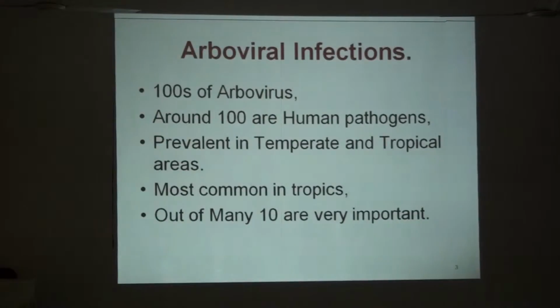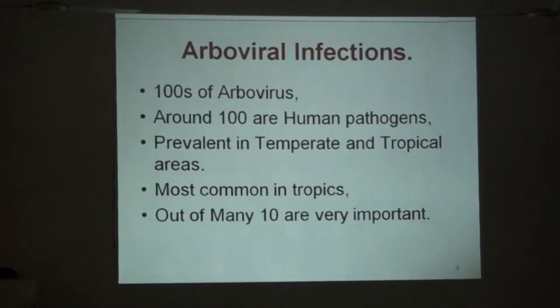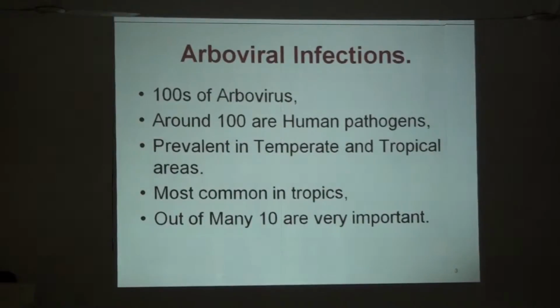Several hundred arboviruses are prevalent in the world. Around 100 are human pathogenic, and they are more prevalent in temperate and tropical areas, and most common in the tropics. Out of many, 10 are very important and related to human diseases. These arboviruses are named according to their geographical distribution, where they were first isolated, or the disease they cause.